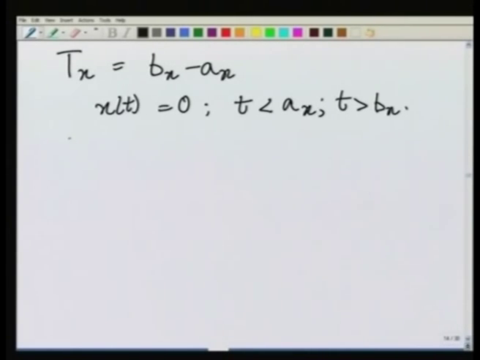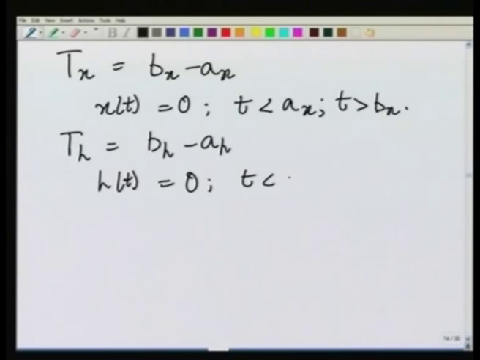Similarly, let us say that Th equals Bh minus Ah, which is to say that h(t) is 0 for t less than Ah and t greater than Bh. Now, what about the limits of the support of y?